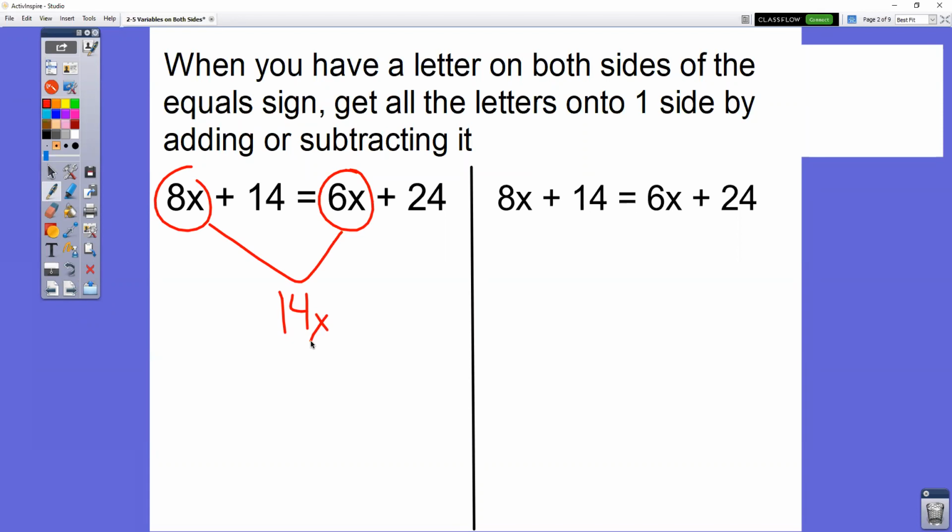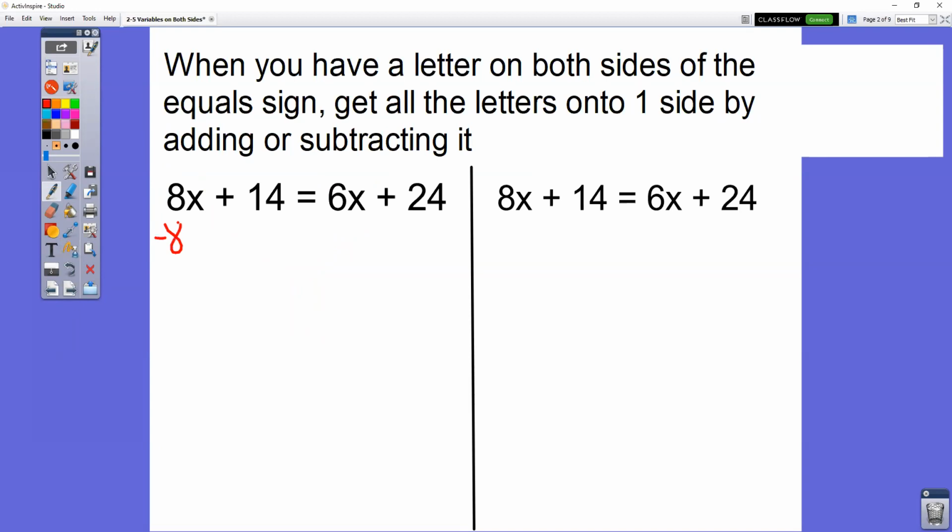You cannot do that. You can only do combining like terms when the letters are on the same side of the equal sign. When the letters are on different sides, you can't do that, all right? So I'm going to erase that. That's not the way that it happens. So you do have your choice on what you want to do first. That's why I have the same problem on there twice.